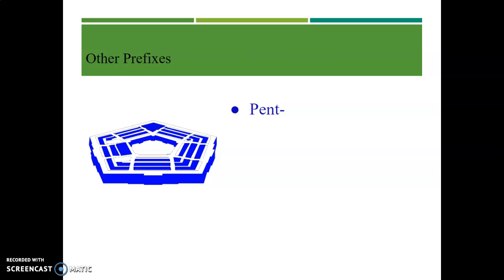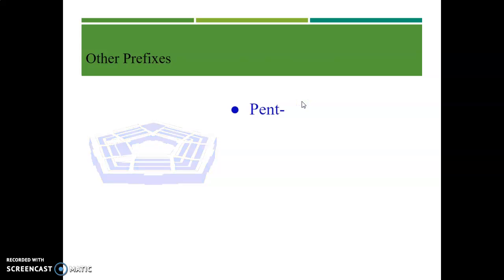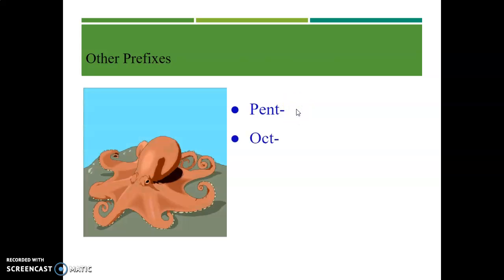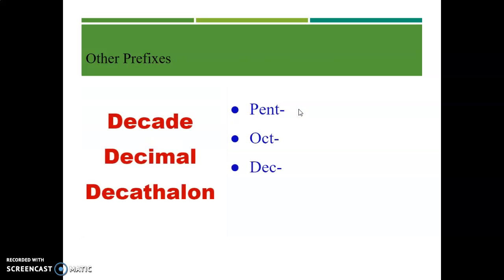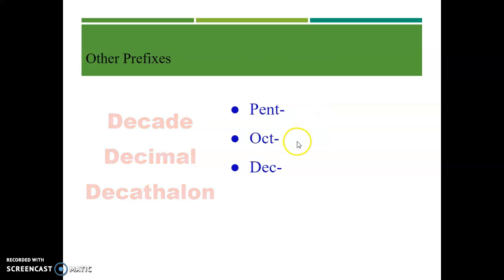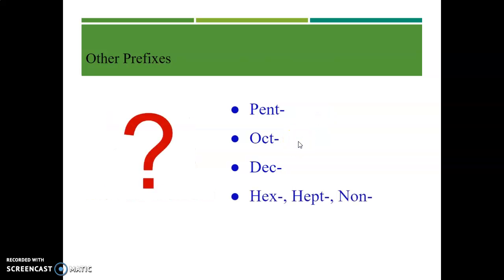Pent, as in pentagon, or something that has 5. I skipped and went down to oct, like octagon, or octopus, which has 8 tentacles, so octa is 8. And dec, you're familiar with the decade, which is 10, decimal based on power of 10, and decathlon. That's kind of the familiar ones, and those are the ones that I have pictures for. The reason why I skipped is because I didn't have a picture for hex, hep, or non.